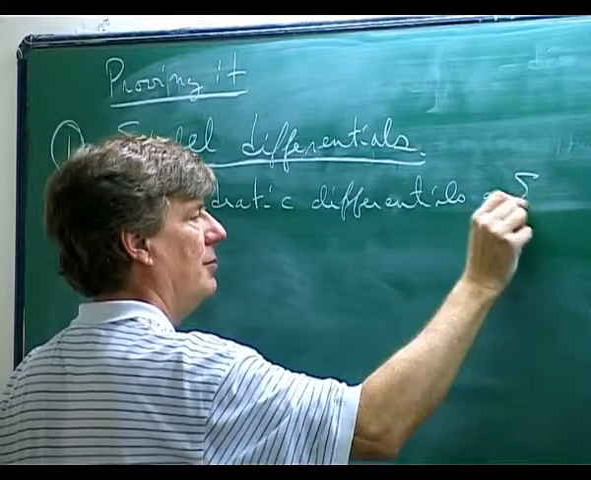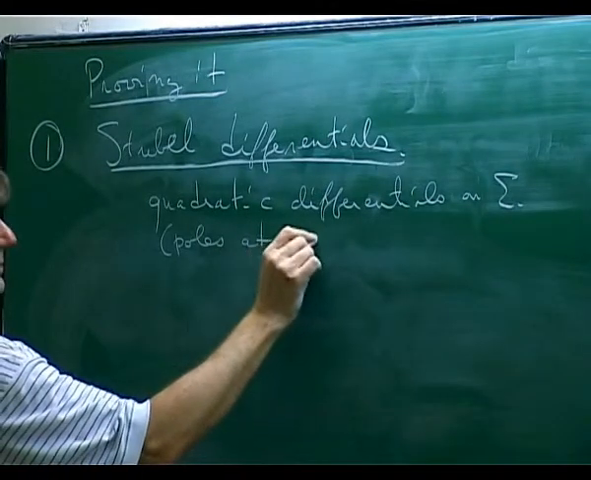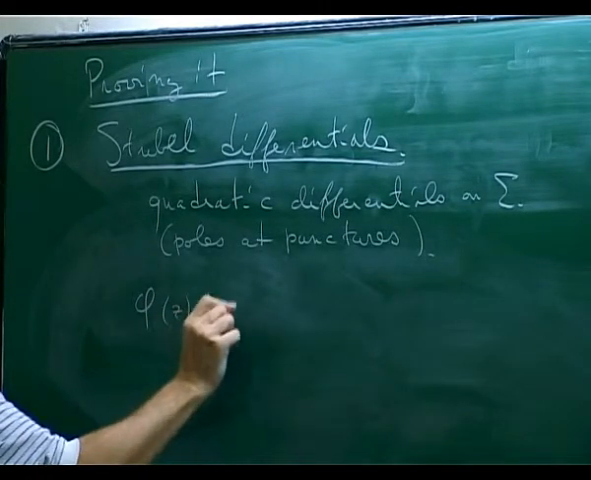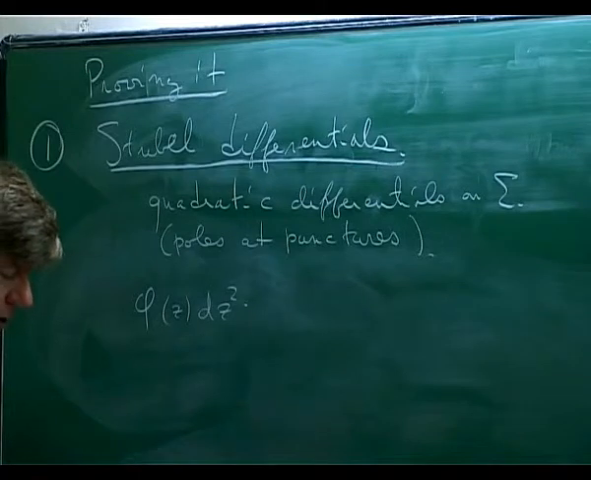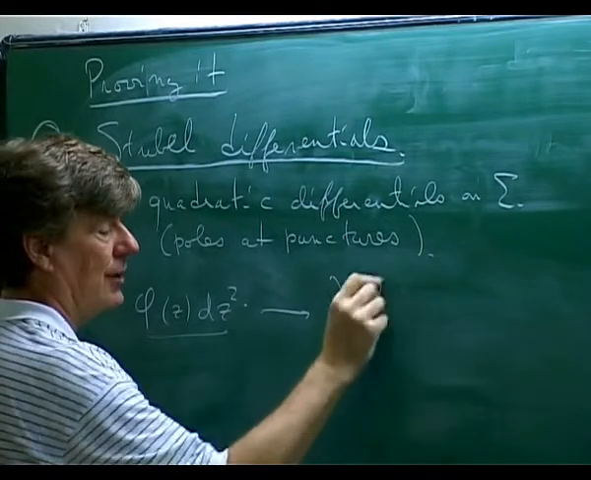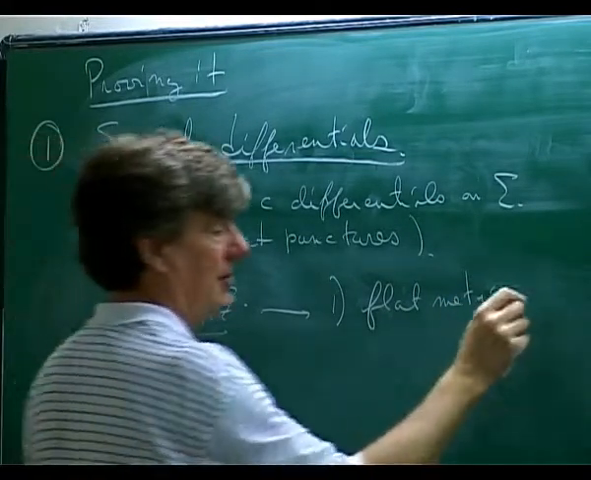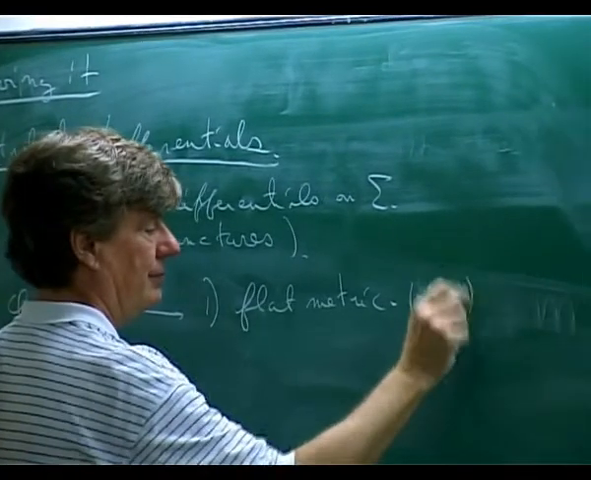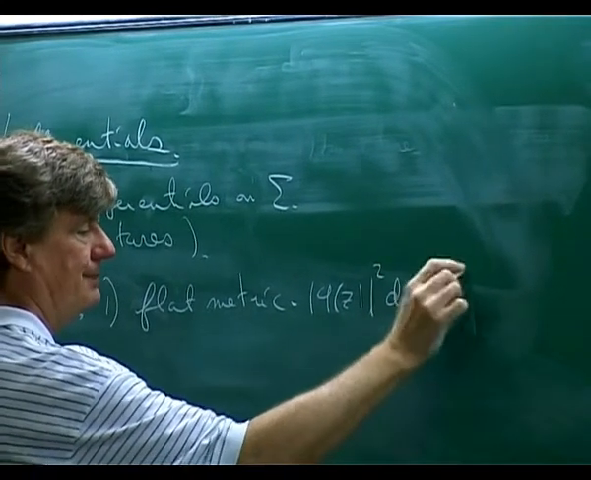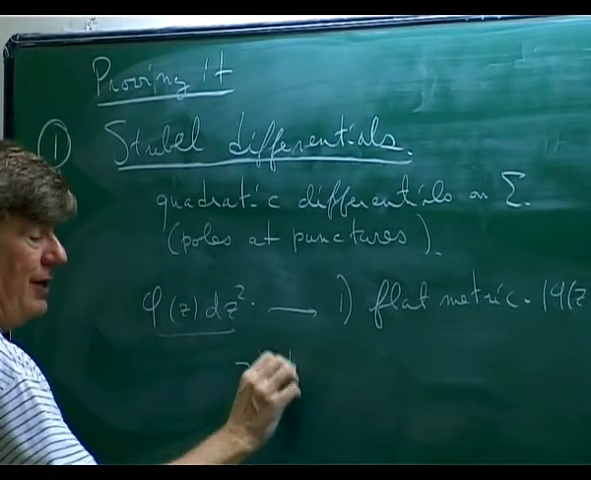On the Riemann surface, and you have poles at the punctures. So you've got an expression φ(z) dz squared. This does two things for you. One, it gives you a flat metric, which in coordinates is basically just |φ(z)| times dx squared plus dy squared, in the obvious sense. The second thing it gives you is a foliation.